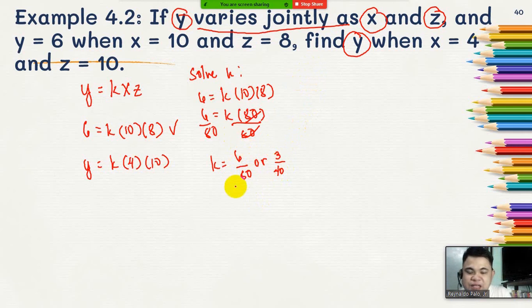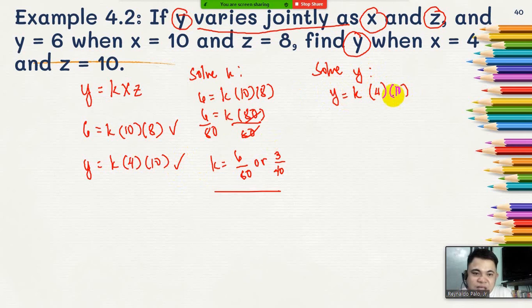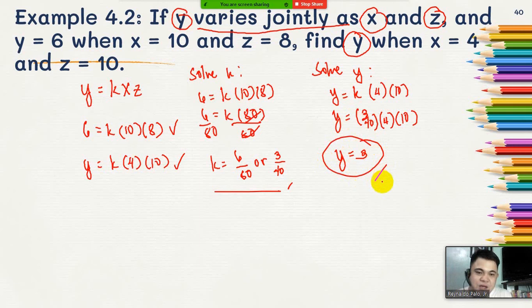Next, since we already have the value of k, we can now solve for the unknown value, which is the second y. Using the second equation, y is equal to k times 4 times 10. Alright, so we will be now using the value of k. So y is equal to 3 over 40 times 4 times 10. All we need to do is to multiply, then we will be getting the value of y, which is 3. This will be now your final answer.